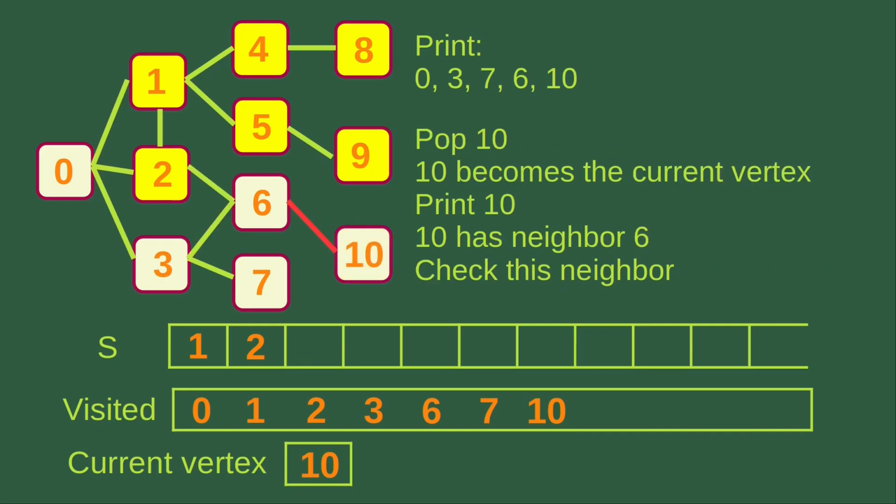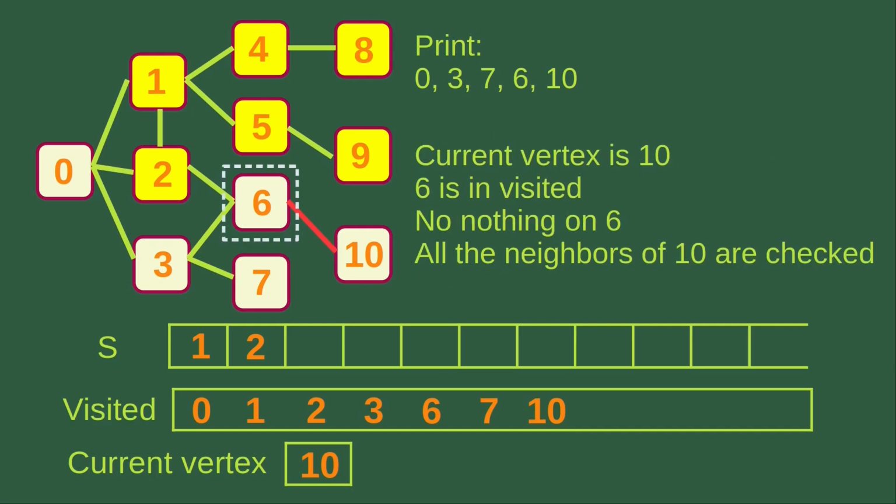Then I'm going to pop the stack to get 10 out of the stack. And now 10 would become the current vertex, and I'm also going to print out vertex 10 as my next node to traverse. And we can check that 10 has only one neighbor, which is 6. Now let us go to check for this neighbor. 6 is already in the visited set. That means we do nothing on this node. And after handling node 6, all the neighbors of 10 are already checked.